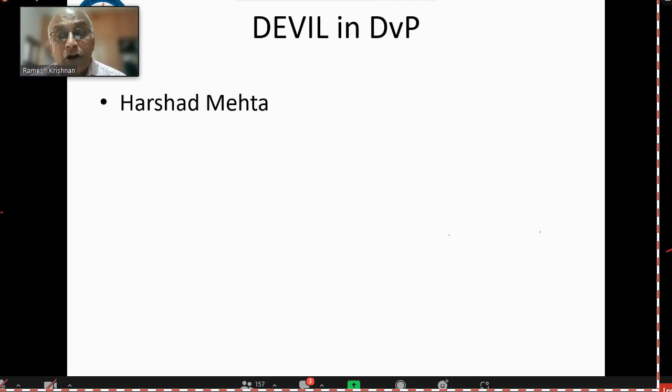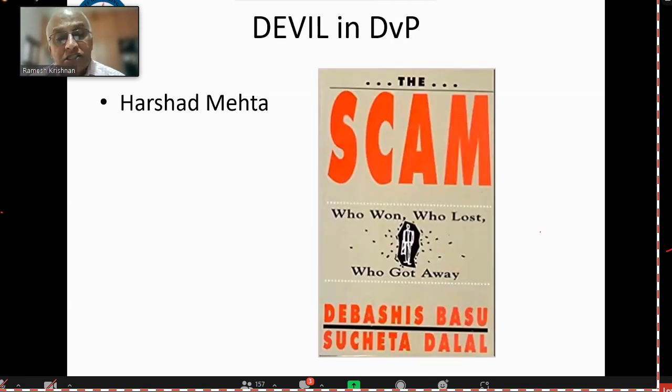Some of you may not be aware of what happened, but whoever is interested can go through this book, The Scam by Debashis Basu and Sucheta Dalal. It's a very, very interesting chronicling of what happened during those days, which led to fictitious money being created that was funneled into the stock markets, and stock prices were taken to dizzy heights, and people speculated very heavily. Banks lost out, many of them, with BRs, bankers' receipts and all. Everything that happened is recorded in this book. So after your examination, maybe you can buy it in the bank's library and read it.